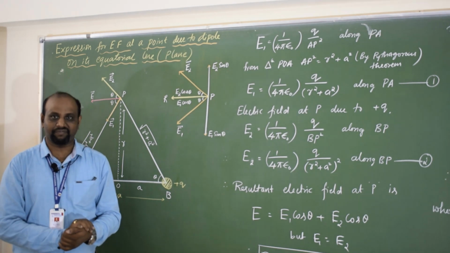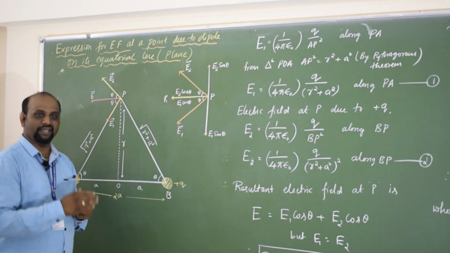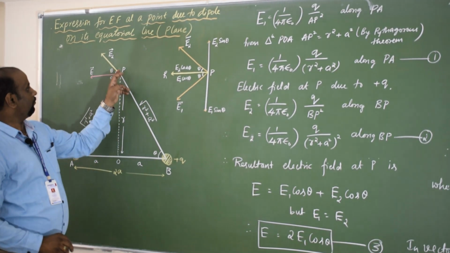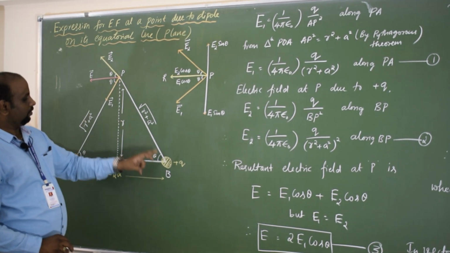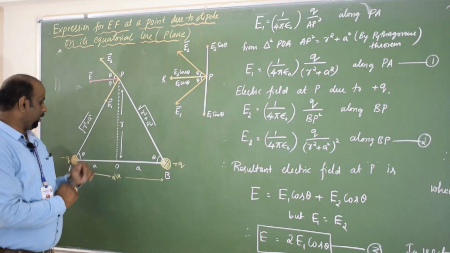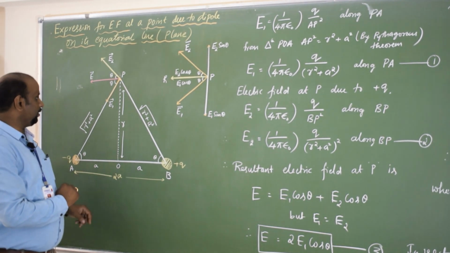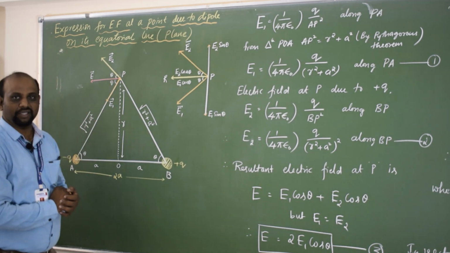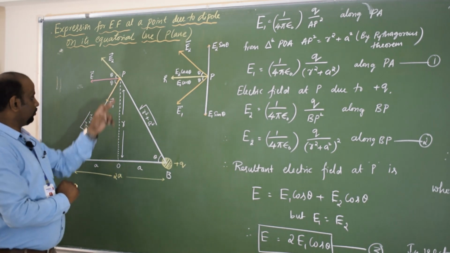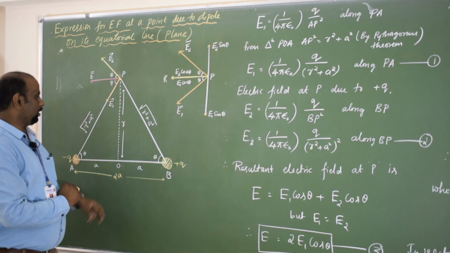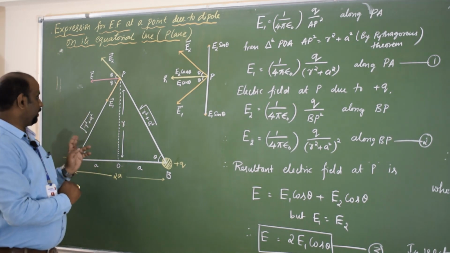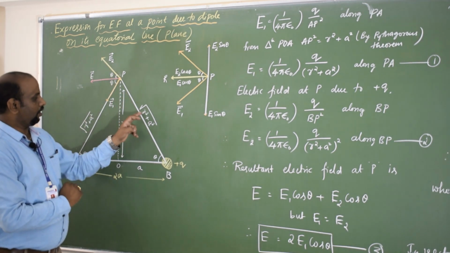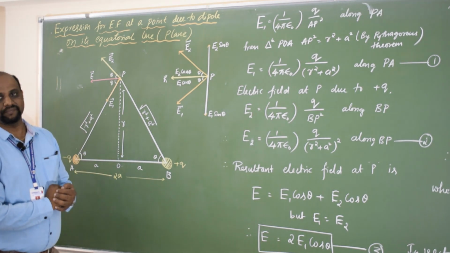Already you know the direction of the electric field. If the charge is negative, the electric field is towards it, that is along PA. If the charge is positive, the electric field is away from the positive charge, that is along BP. From the diagram it's clear that the AO distance is A, the PO distance is R, but we need to find AP by applying the Pythagoras theorem. AP square is equal to PO square plus AO square, that is R square plus A square. Then AP is equal to square root of R square plus A square. Similarly, BP is also square root of R square plus A square.